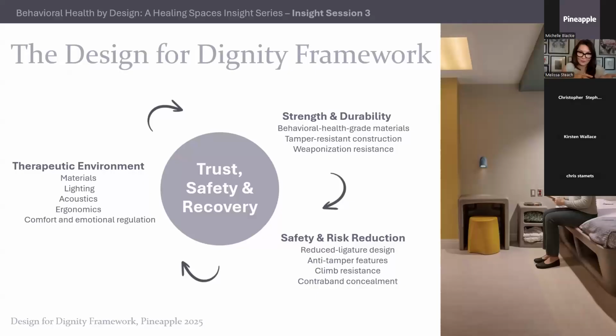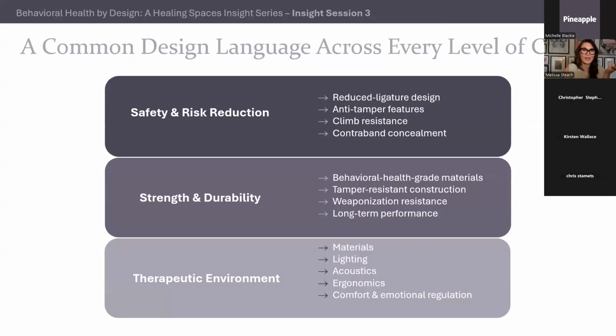The Design for Dignity framework provides a practical way to think about achieving those outcomes. Rather than focusing on individual products or isolated design decisions, it reminds us to consider how the entire environment supports therapeutic care. So let's look at this a little more closely through these three design considerations.